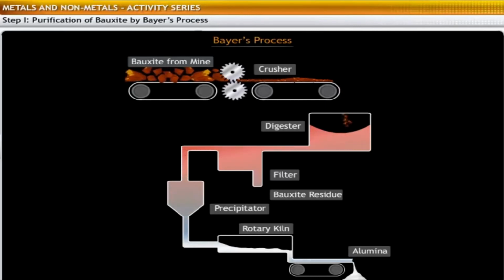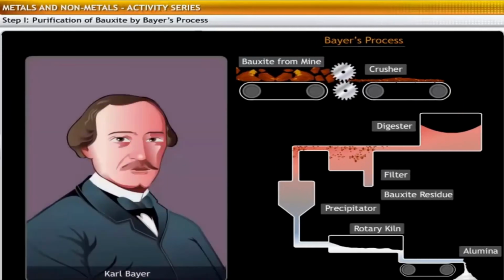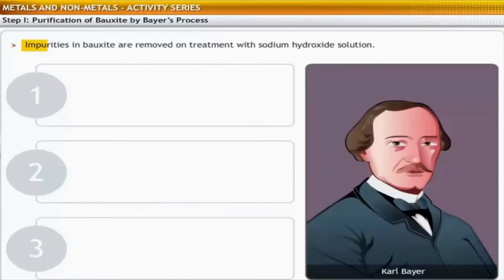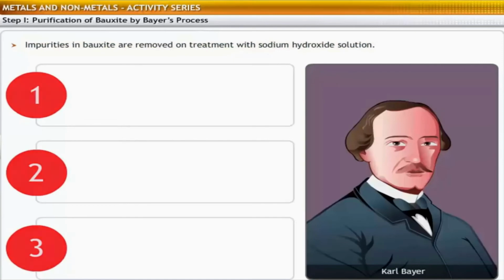This process is named after Austrian chemist Karl Bayer, who invented and developed the method to supply alumina for the textile industry. Iron oxide is present as an impurity in bauxite. In Bayer's process, this iron oxide is removed by treatment of bauxite with sodium hydroxide solution. Purification of bauxite involves 3 steps.